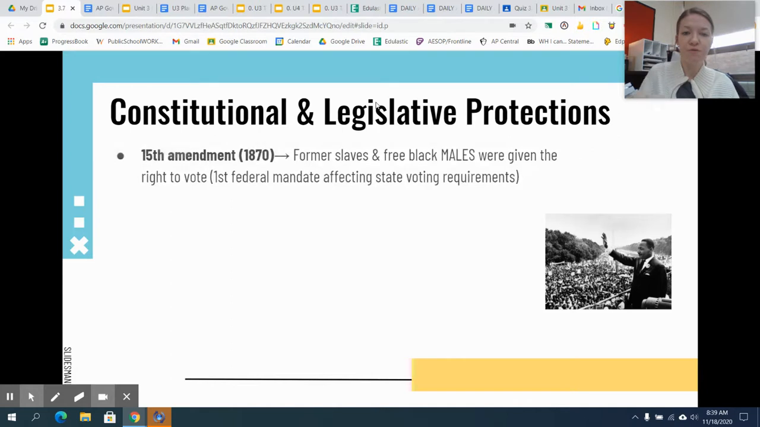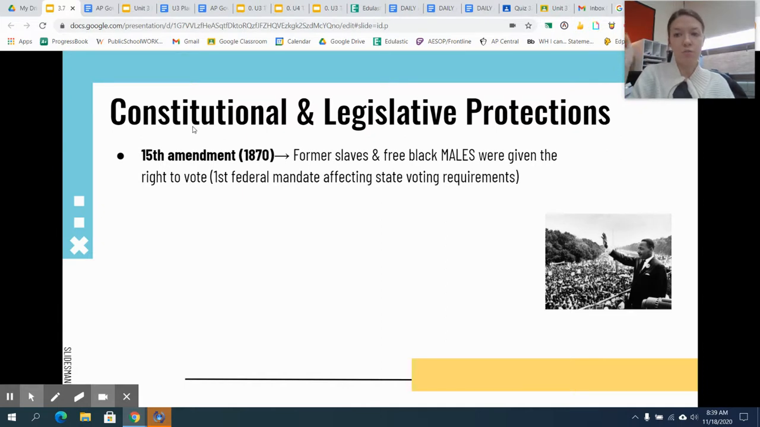So we're going to start with the 15th Amendment. This was passed in 1870, and it gives former slaves and free Black males the right to vote. So we're still only seeing men at this point. And this is that very first federal mandate that affected state voting requirements. So really, again, if you're thinking about federalism, this is shifting that power to the national government because it's a federal mandate.